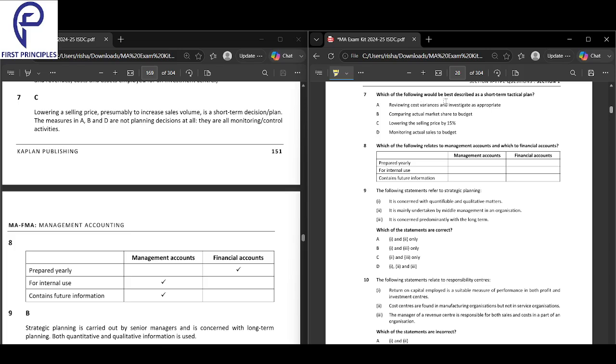Which of the following would be best described as a short-term tactical plan? Okay, which of the following should be described as a short-term tactical plan? So which of the following should be a short-term tactical plan? Let's look into this. Which of the following is a short-term and a tactical plan?